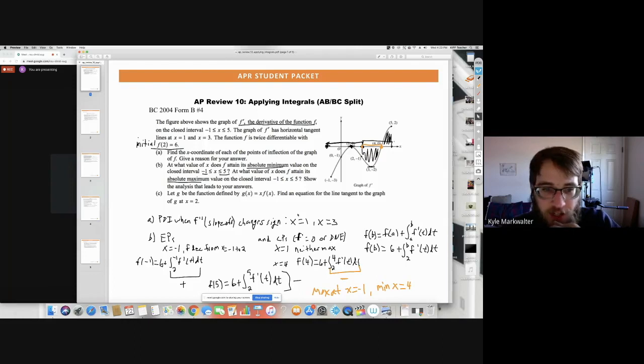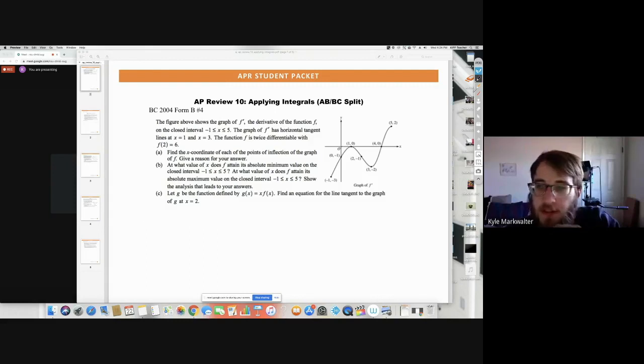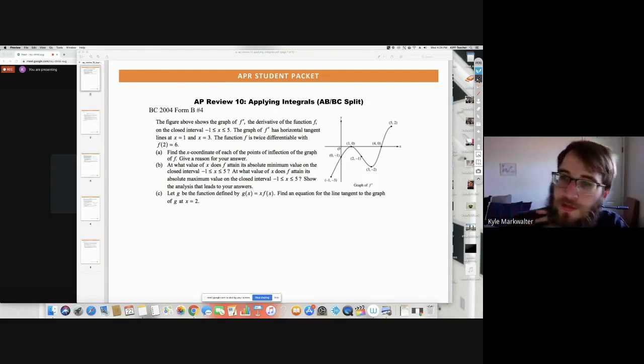I want you to go ahead and try C on your own. This one I bet you can do. It says let g be the function g of x, which is x times f of x. Find an equation for the line tangent to the graph of g at x equals 2. All right. Take 2 minutes to give that a shot. All right. Even if you're not totally finished, I want to pick up the pace a little bit.